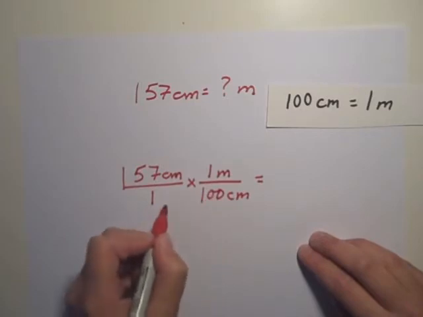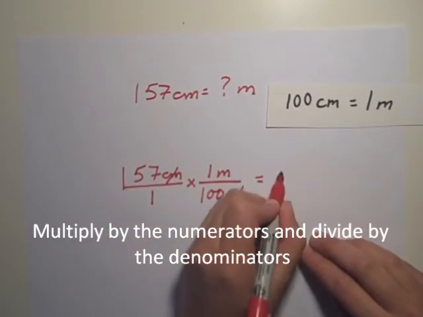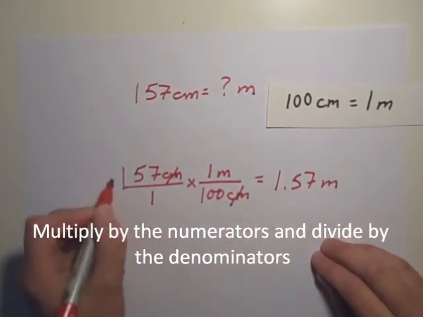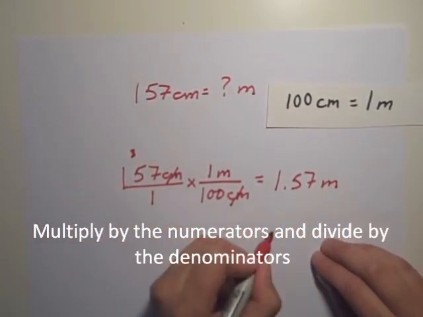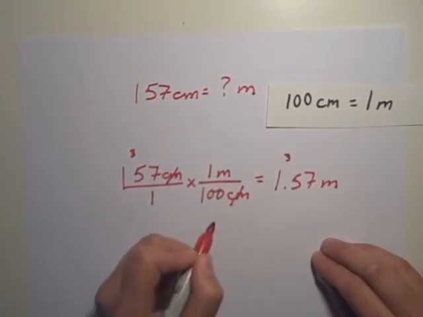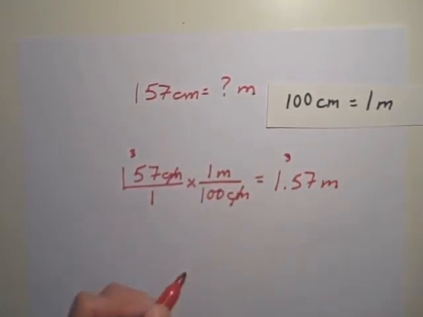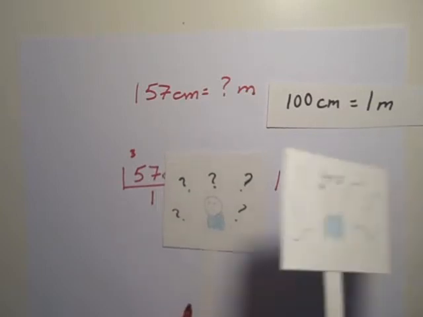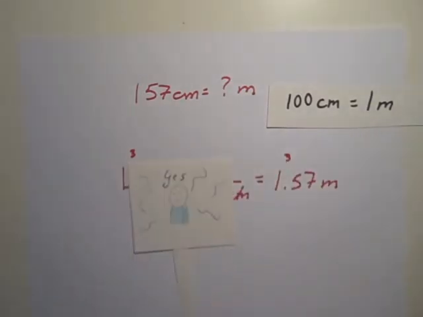When you do this calculation, the centimeters cancel out, and you get 1.57 meters. The original measurement has 3 significant figures, and our answer has 3 significant figures, so there's no need to round. The final step is to see if that makes sense. Is 1.57 meters about 157 centimeters? Does it make sense? The answer is yes. So we're pretty sure then that that is the correct answer.